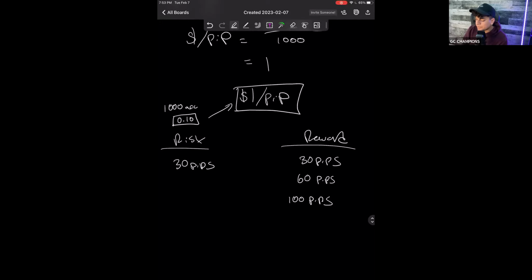Okay, now if I'm doing 30 pips times $1 per pip, if you guys remember from math class, you cancel out units. So we're canceling out the pips. So now we get $30. So if I am entering a 0.10 allocation, what I'm risking is $30. So Matt, you see how that makes sense?